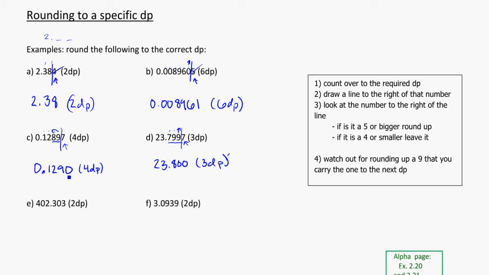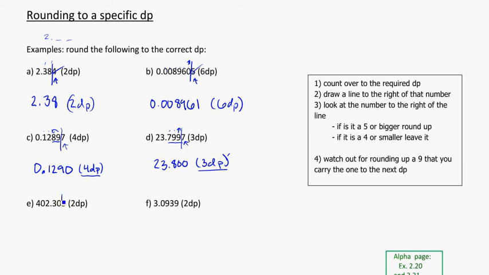And for both of these examples that we just did, where the 9 rounded up to a 0, it's important to leave those zeros there if they're required to complete the number of dp. So here I needed 4, so I've got 1, 2, 3, 4. And here I needed 3, I've got 1, 2, 3. So those zeros are important in that case. You don't just drop them off.